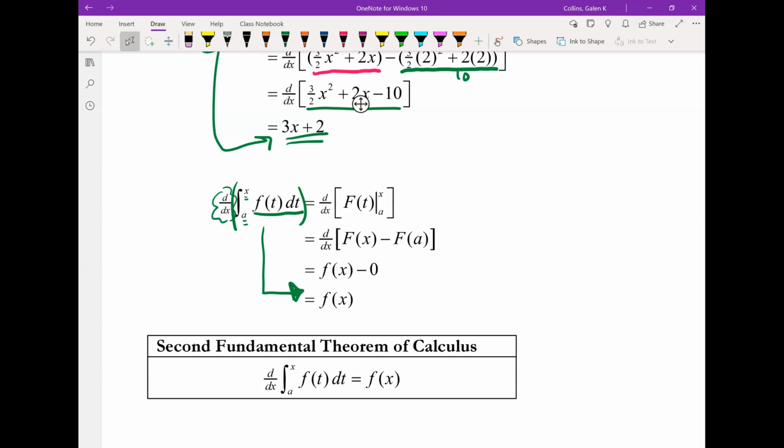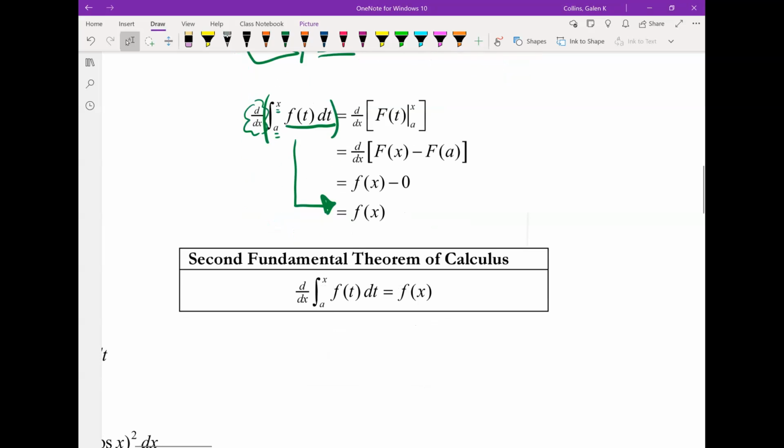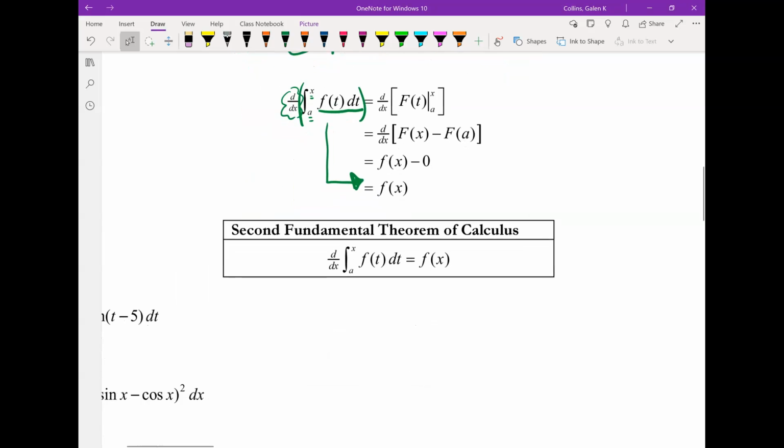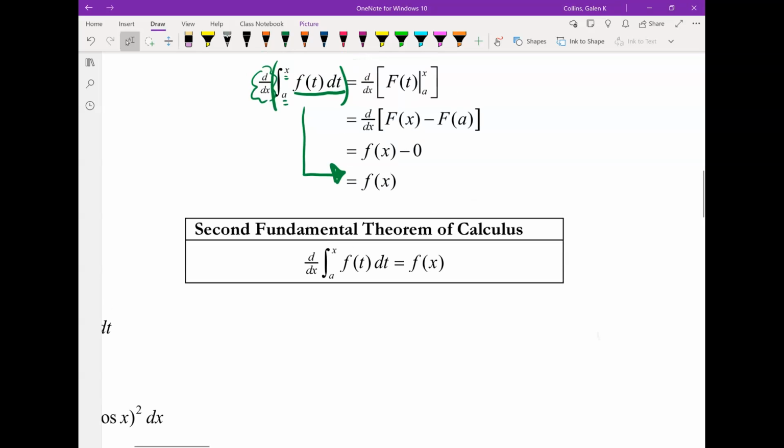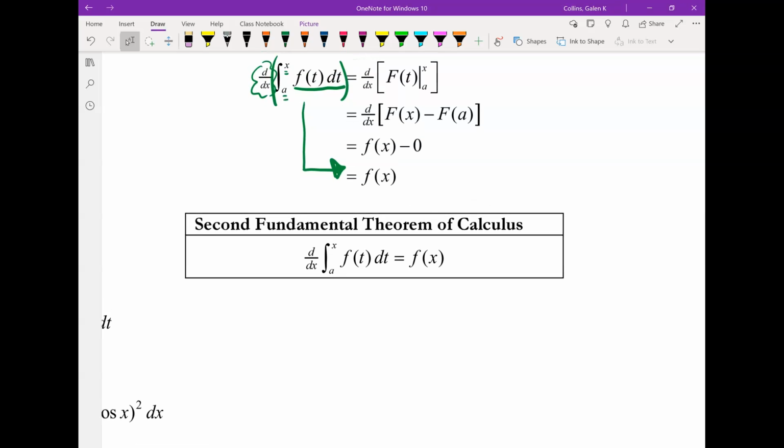So the second fundamental theorem, I remember learning about this when I was a student. It's hard to understand at first why this is important or why we would need to do it. Of course, we'll build that understanding in. But this is our second fundamental theorem, that the derivative of the definite integral is essentially the function with the variable of integration, not the dummy variable.